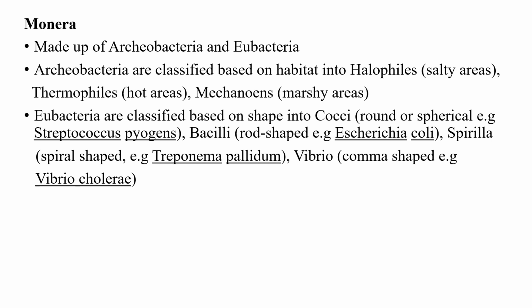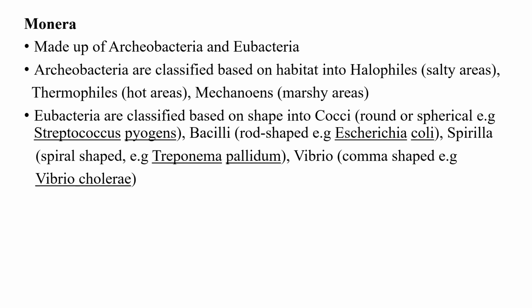You have the halophiles, those that are found in salty areas. You have the thermophiles, those found in hot areas, and we have the methanogens, those found in marshy areas. The eubacteria are also classified. They are the bacteria that are common, that are readily available around us, that we see or encounter often. They are classified based on shape.